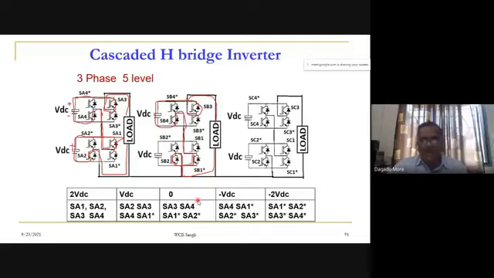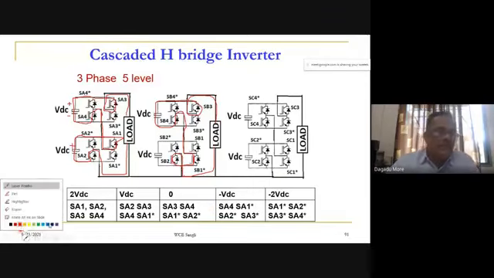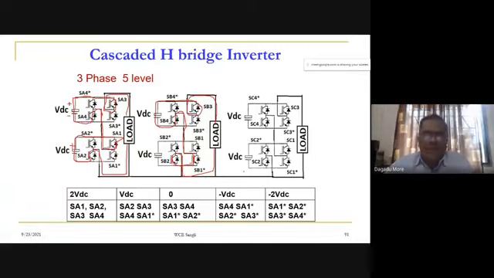Now let us consider how we can go for the zero voltage level. For the zero voltage level, let us again draw, we will use the third case. So the third diagram we can use. For 0, the upper two are on, so SA3 and SA4 are on. These two are on. And in the lower case we have SA1 star and SA2 star. These two are on.